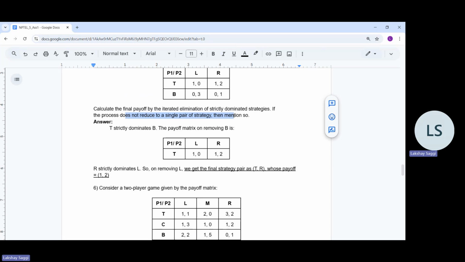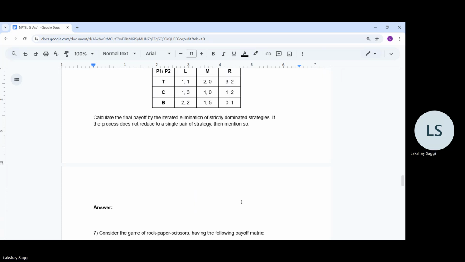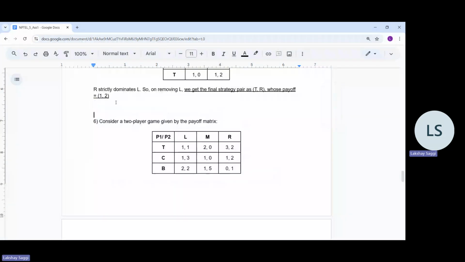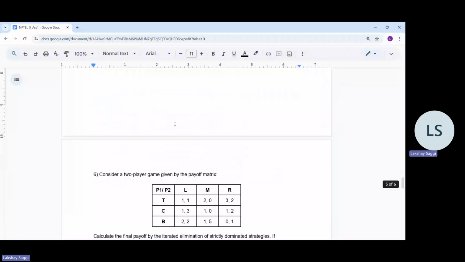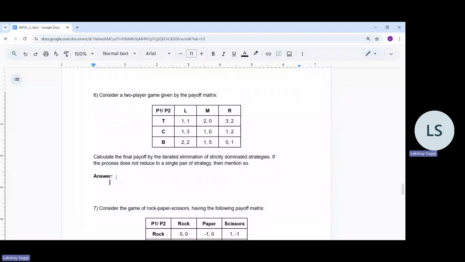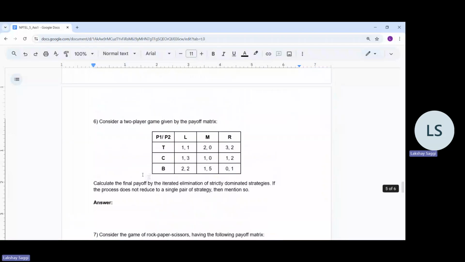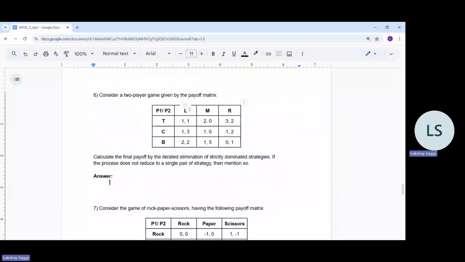The sixth question is again a similar question. Again, we are given a two-player game, and now this is a 3x3 payoff matrix. And now we have to again calculate the final payoff by iterated elimination of strictly dominated strategies. So again, we have to see if one strategy strictly dominates the other. Okay, so let's start by comparing, let's say, the strategies L and M.